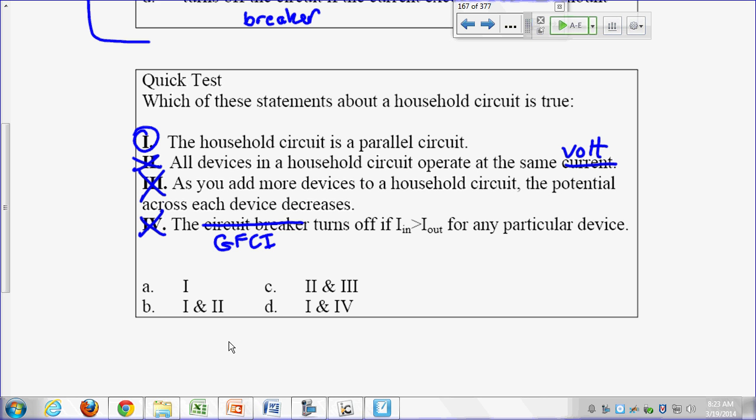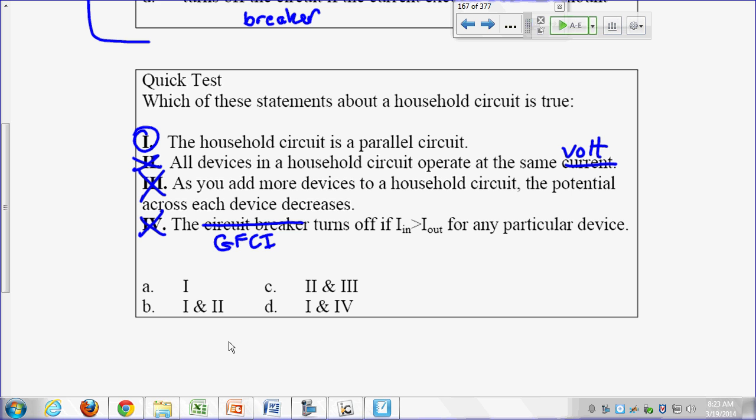This heater draws a lot of current, and because the wires have a certain amount of resistance, it causes a drop in potential across the actual wires. That's kind of cool. So if you ever have a bathroom heater and you turn it on, you'll notice it affects things a little bit.